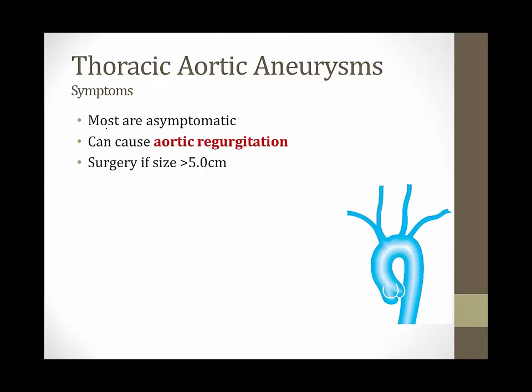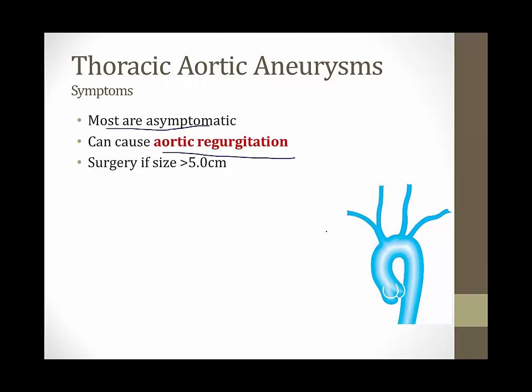Most thoracic aneurysms are asymptomatic. Many patients are identified by screening. For example, patients with the Marfan syndrome are often screened so that thoracic aneurysms are identified early before they can cause symptoms. You should be aware that they can lead to aortic regurgitation.